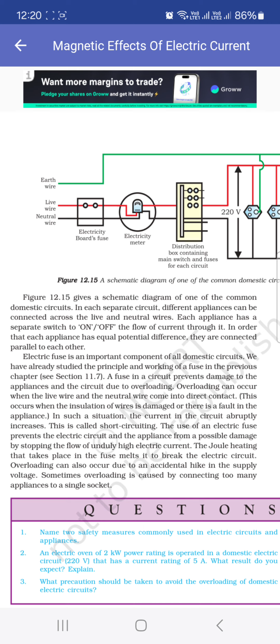The electric wires used in domestic wiring are made up of copper metal because copper is a good conductor of electricity having very low resistance. Why are we choosing copper wire? We are choosing copper wire because it is a good conductor of electricity having very low resistance.